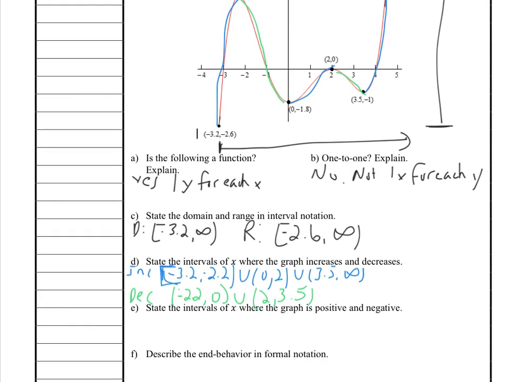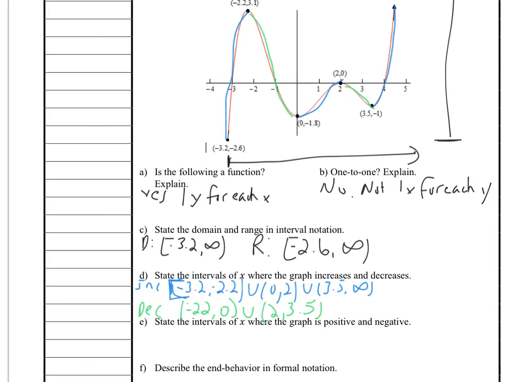Okay, so where's the graph positive and negative? Notice I've erased the lines where it was increasing, decreasing. So positive and negative. Where is it above and where is it below is all we really care about. So again, I'll use blue for where is it above. It's above right here, and it's above over here. So positive.